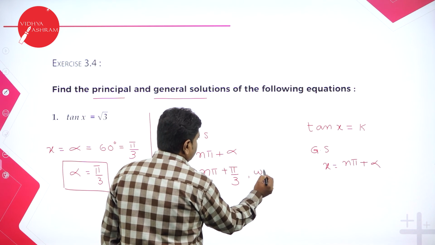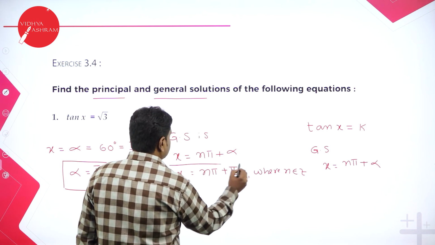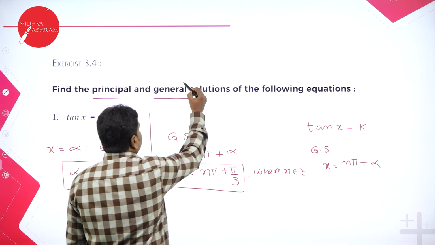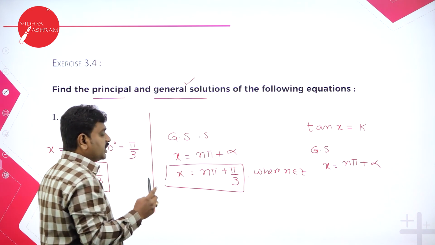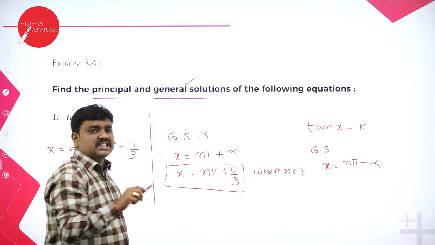And we'll say where n belongs to integer. This is the general solution. They want the principal value. I got the general solution, now the principal value. If you put n is equal to 1, you see one of the values, pi by 3, is within 360 degrees.